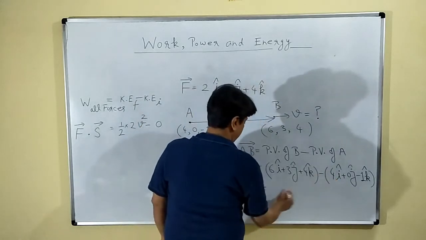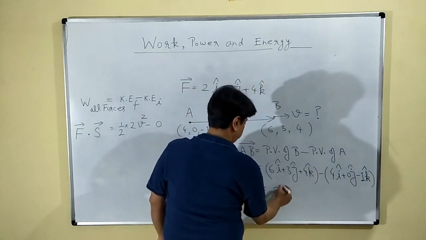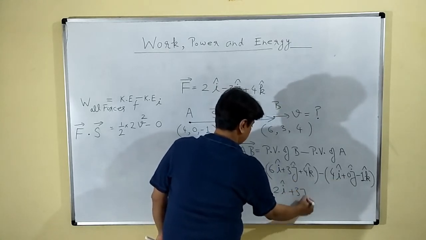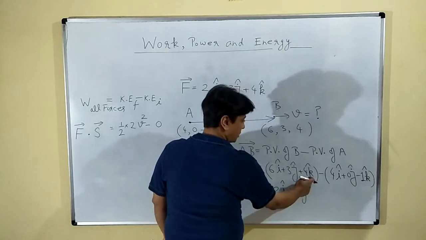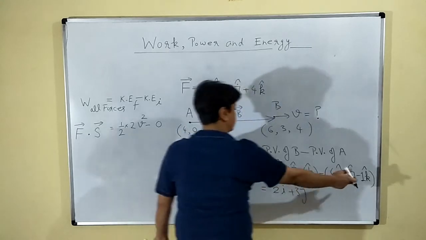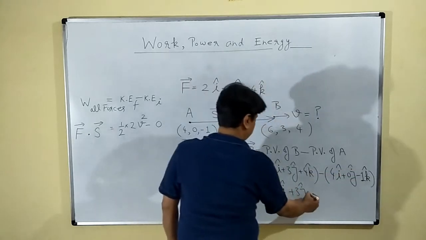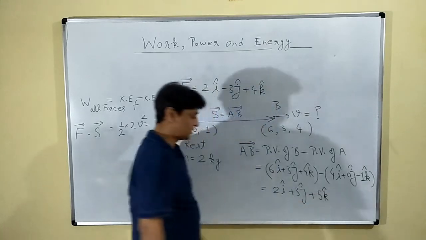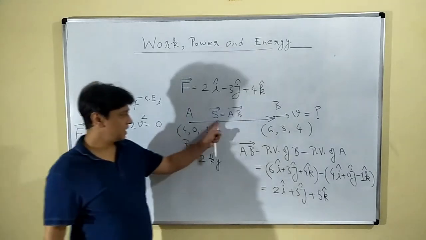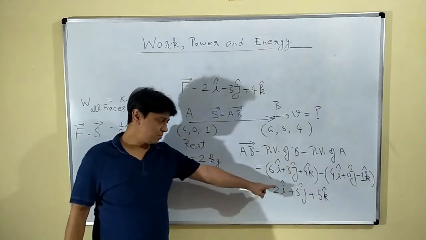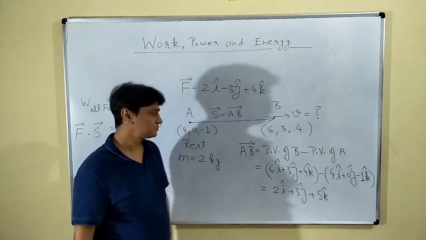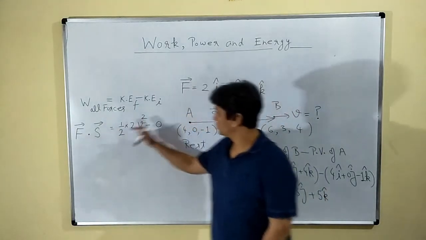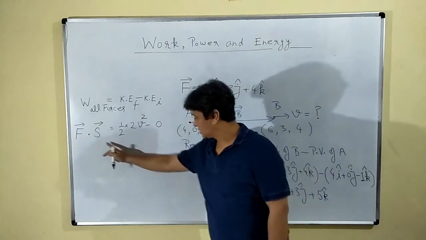6i minus 4i, 2i. 3j minus 0j is 3j. 4k minus minus 1k, that is plus 5k cap. That's your displacement vector AB: 2i plus 3j plus 5k. Next thing is what? F, which is this. S, which is this.